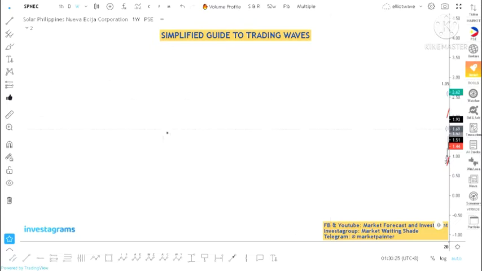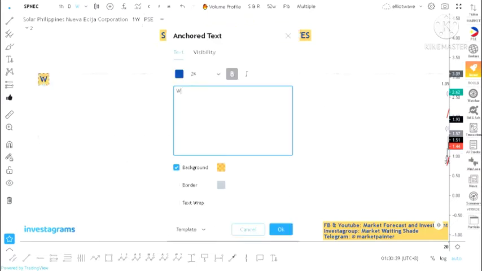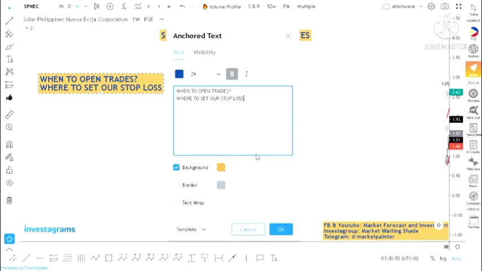So today we will be having an educational short video titled Simplified Guide to Trading Waves. Our main topic will cover when to open trades. Next one will be where to set our stop loss. And third one, where to put our primary targets, or say TP.